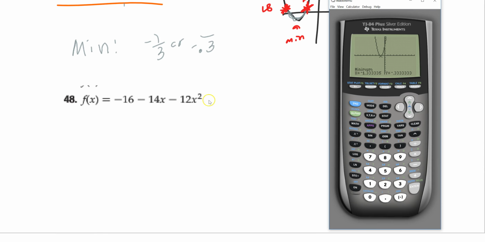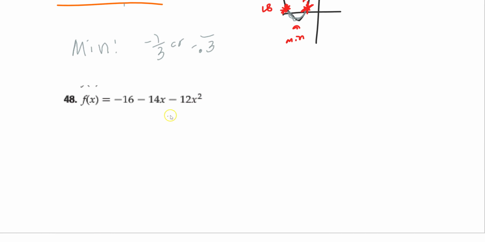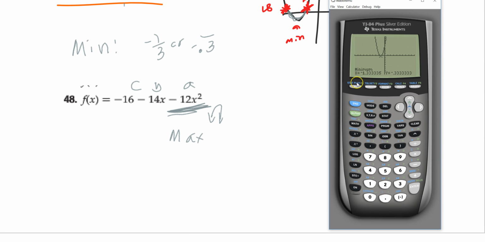So a couple things with 48. First of all, it's a max. So look at the A. Remember, this is your A, that's your B, that's your C. A is always the thing with the x squared, not the way it's positioned. You could rearrange this. That's your A. So again, it's a negative, so it's opening down. So it's a max this time. Let's do it real quickly.